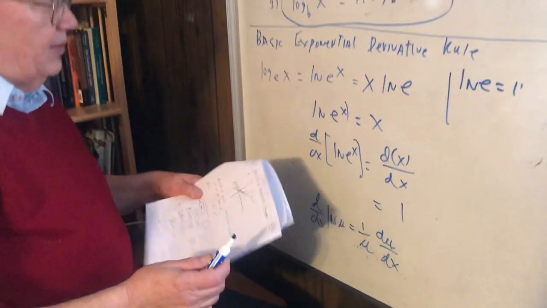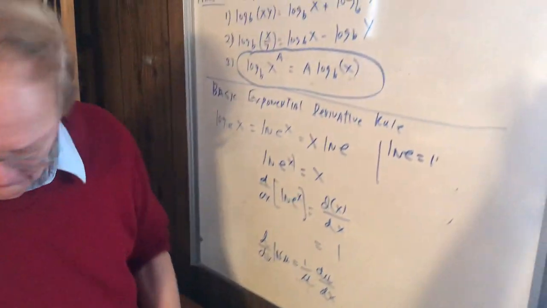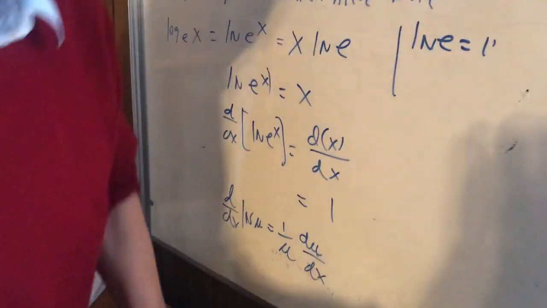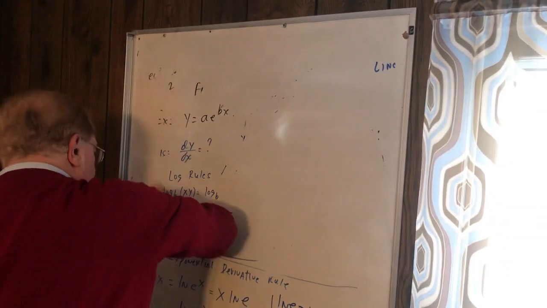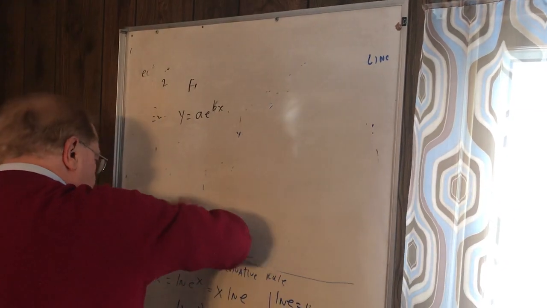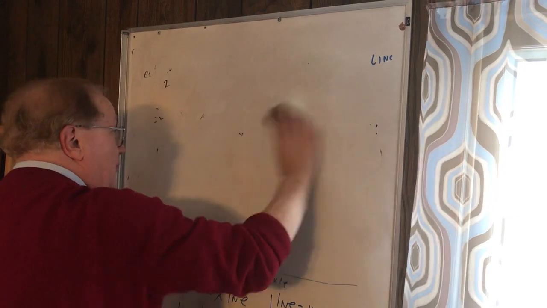So let me erase the top now and finish this. We have our exponential functions, they all look about the same, depending on whether you have a positive or a negative slope.